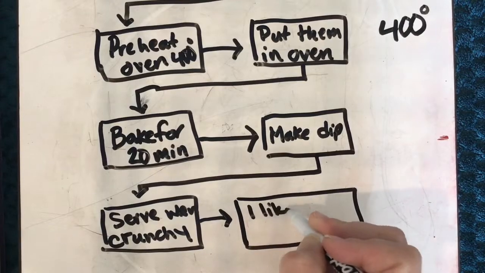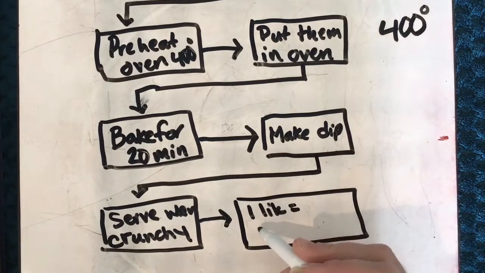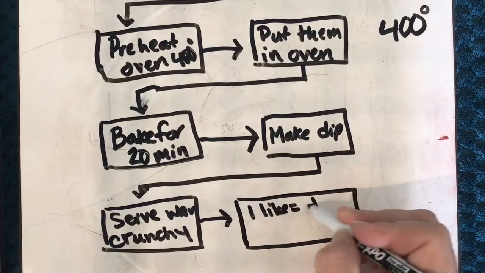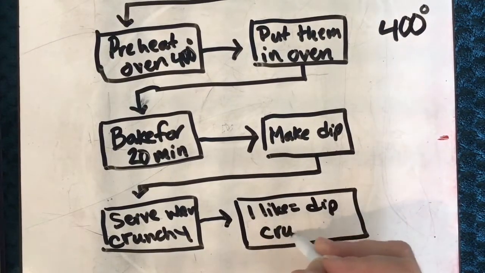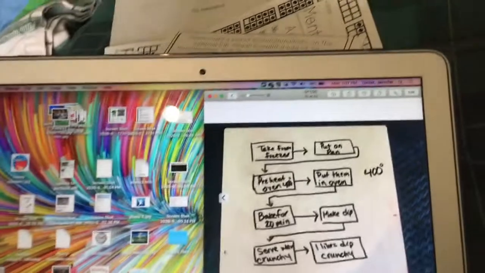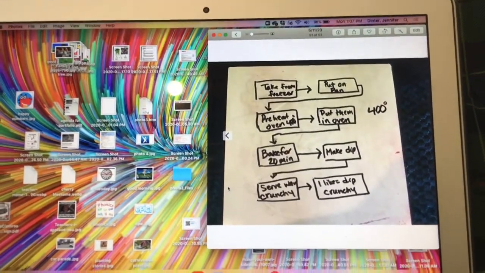I like equals, oops, I'm leaving off letters today. So I like dip and I like crunchy. It's okay to use my caveman talk here. All right, so I have taken a picture of my flow map and I have it right next to me. I'm going to show you. So what I've done is I put it on my computer right here. So I'm going to be looking at that as I go, and it's really going to help me, I think, to be able to keep track of what I'm writing and to do it in a way that I don't lose track, okay?